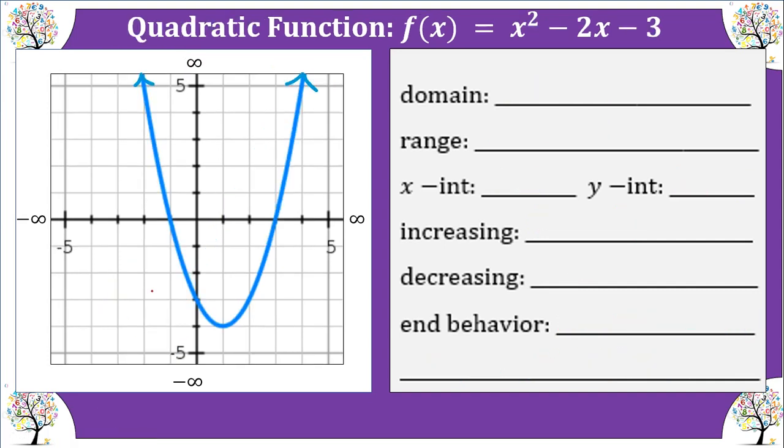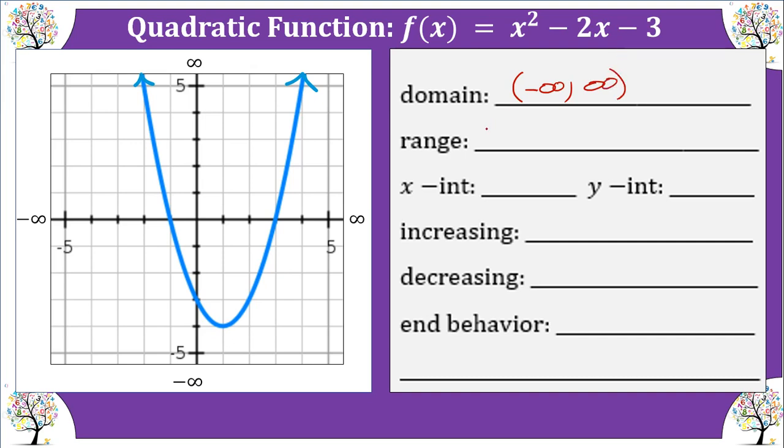Now let's look at a second example. Let's look at the domain. What are the possible x values? We can see that our graph continually is moving gradually to the left, so it can be negative infinity. And then our graph eventually keeps going to the right. It can go forever to the right. So we have all real numbers.